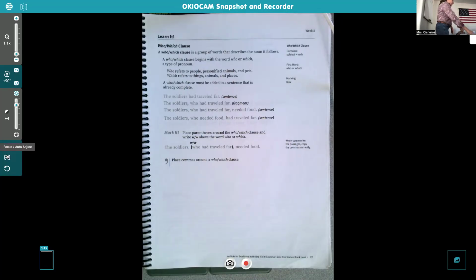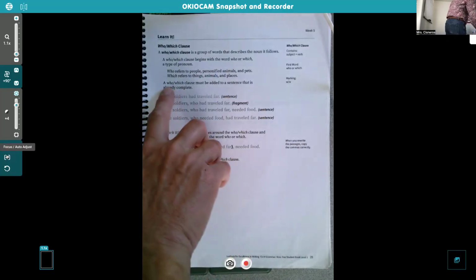But if I say which, I'm talking about a thing. Like this pen, I could say this pen, which is black, belongs to Mrs. Cisneros. So I say which if I'm talking about a thing or a place, like Tehachapi, which is in California, is a great place. We love it here.